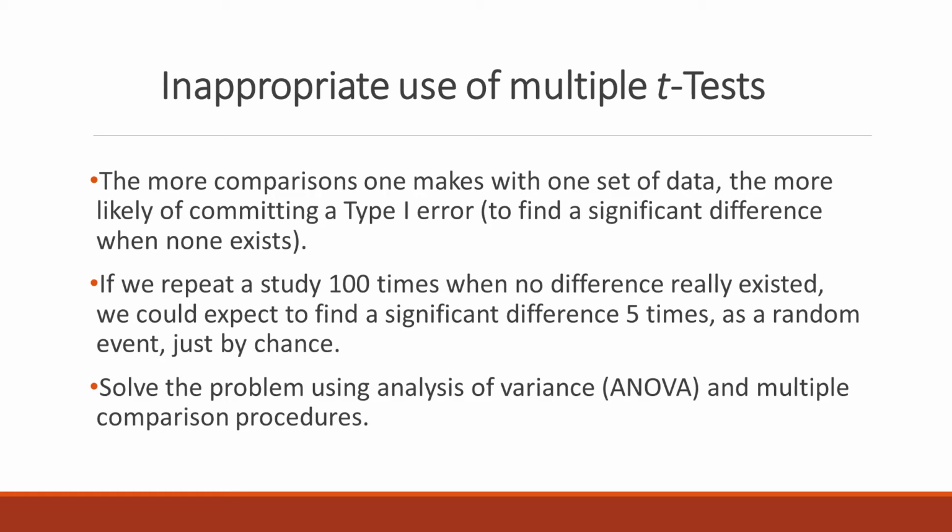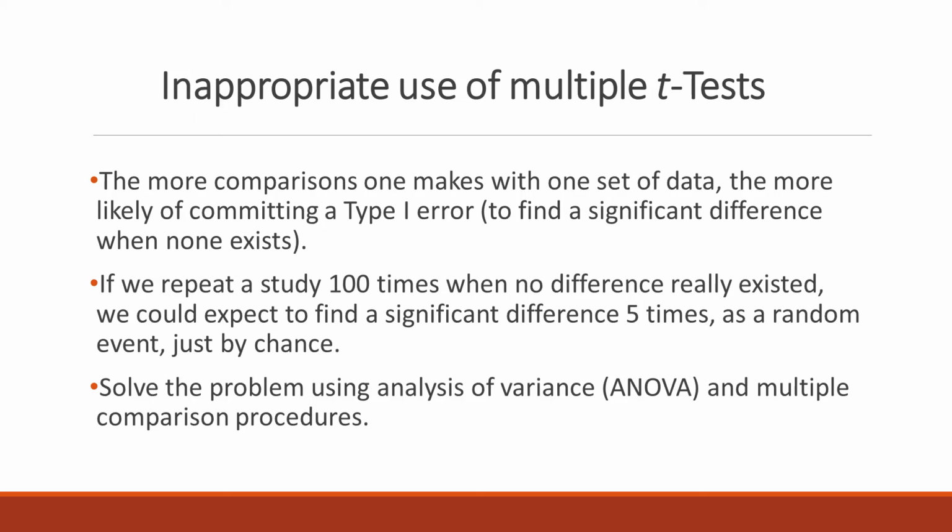The problem with using multiple t-tests within one set of data is that the more comparisons one makes, the more likely one is to commit a type 1 error, that is, to find a significant difference when none exists. Remember that alpha is the probability of committing a type 1 error for any single comparison. At alpha equals 0.05, there is a 5% chance we will be in error if we say that group means are different. Although it is true that alpha equals 0.05 for each individual comparison, the potential cumulative error in a set of comparisons is actually greater than 0.05.